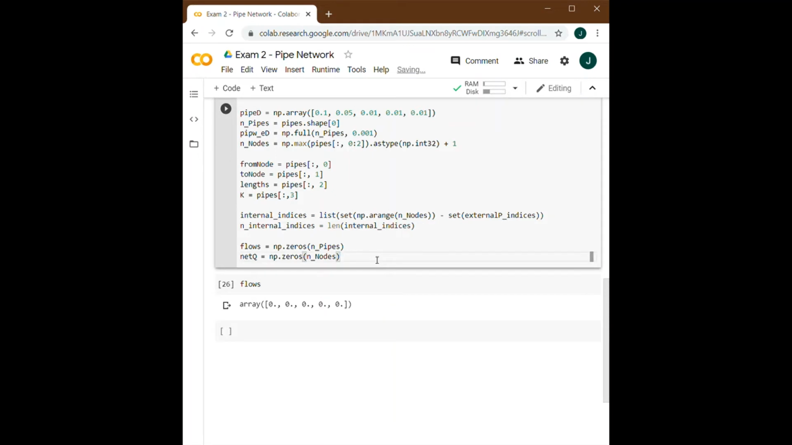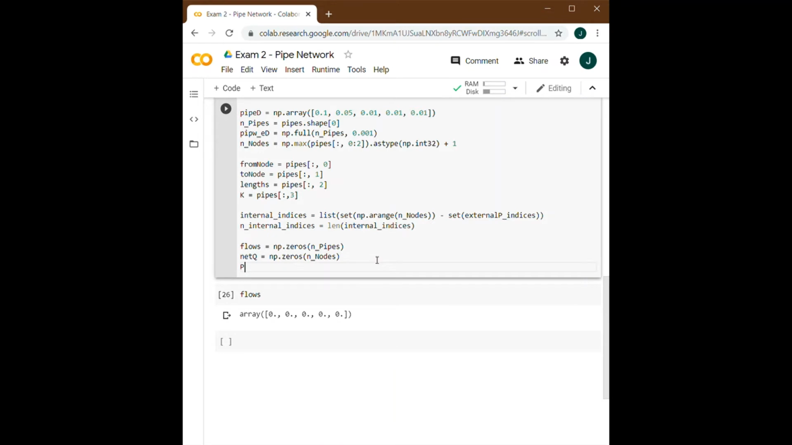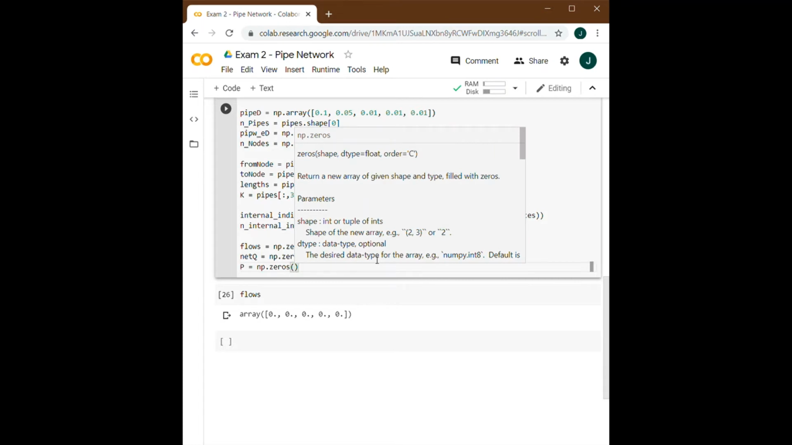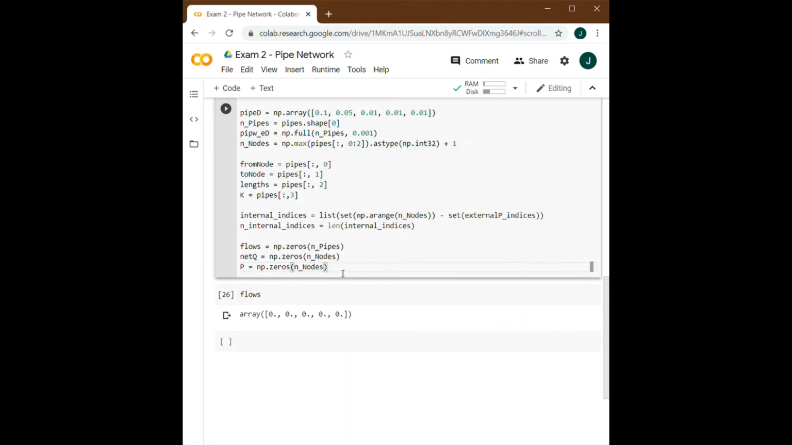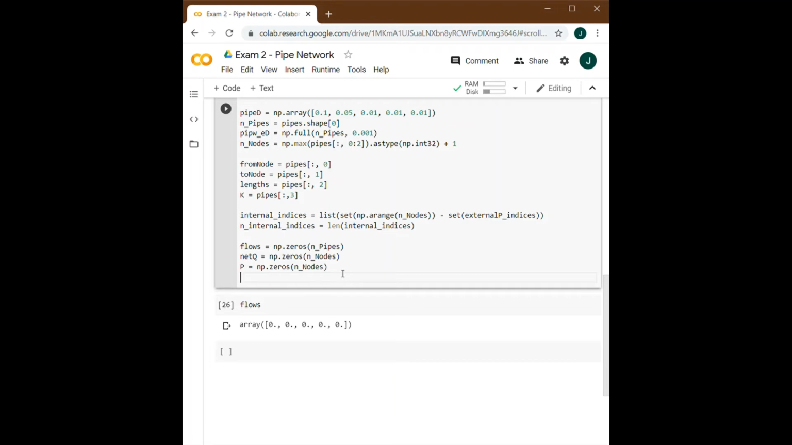So now that we have flows and net flow, we're also going to want pressure, because pressure is going to be important for us. So just as before, we're going to create an array of zeros. And these pressures are localized at each node. So we have node 0 as a pressure, node 1 as a pressure, node 2 as a pressure, and node 3 as a pressure. So we're just going to create an array of all the pressures of all these nodes and set them equal to 0 for now.